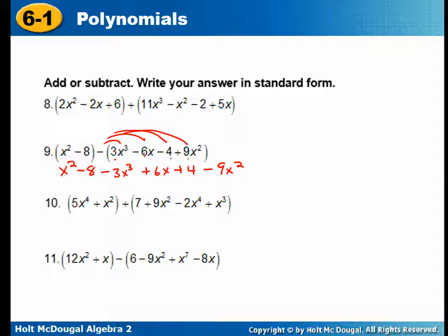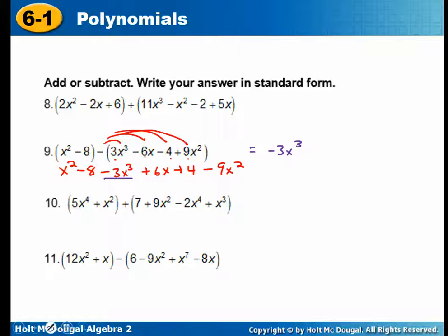If it was a negative, it changed to a plus. If it was a positive, it changed to a negative or a minus. And then you look for like terms. So let's see, my highest exponent is 3x cubed, negative 3x cubed. Is there any more cubes? Nope, so then you would start with that one, and the negative goes with it.